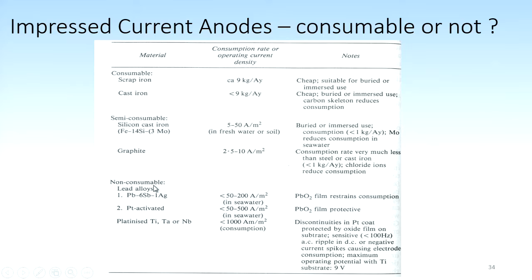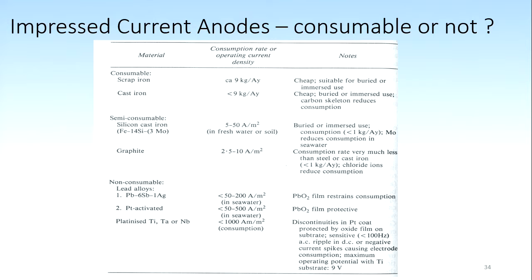There's a figure here. This is kilograms per amp year. Okay, so this is the rate of consumption of the anode material with time for a given current. Yeah, and you can see that the consumable anodes are getting used quite fast. About 9 kilograms are used for every amp for every year that the pipe is being protected. Whereas the semi-consumable, they drop down to about 1 kilogram per amp per year. So obviously the anode then is going to last almost, well, 9 times as long, almost 10 times as long. And then the non-consumable ones, the consumption rate is negligible.